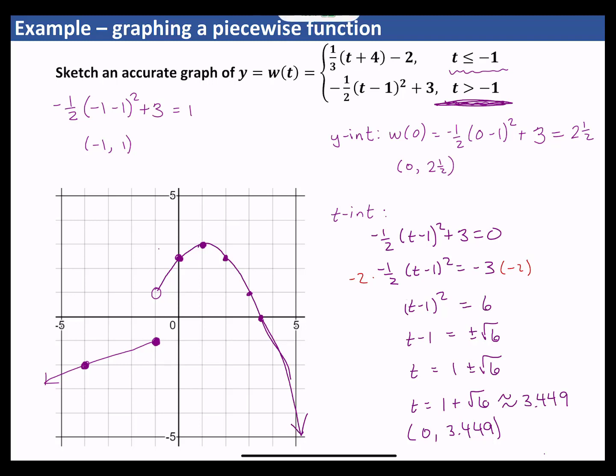So in conclusion, we were able to graph a piecewise defined function by graphing each piece individually on its defined domain. We used our knowledge of transformations and finding key points of a graph to help us sketch an accurate graph.